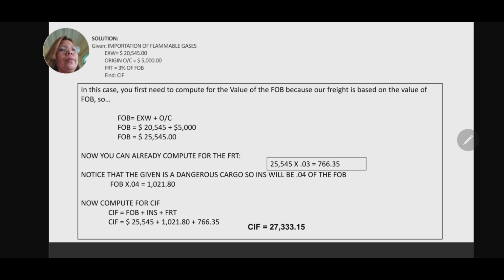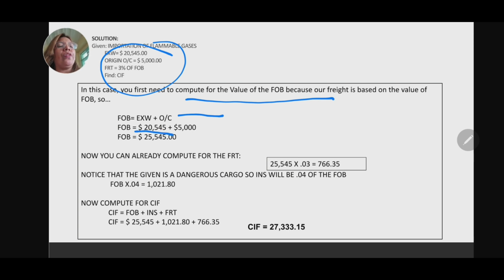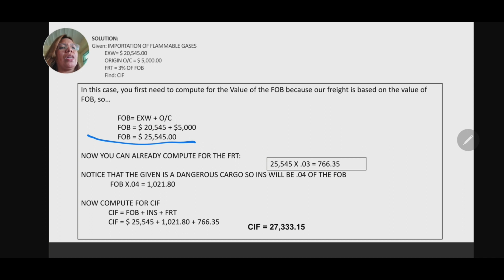The first thing that we need to do here is find the value of the FOB, because our freight is based on the value of your FOB. So we should also know the formula for your FOB, which is Ex Works plus other charges. So write down Ex Works plus other charges. Your Ex Works is 20,545, and the origin other charges is $5,000. You just need to add them both using your calculator, and then you'll get the value of your FOB, which is $25,545 US.